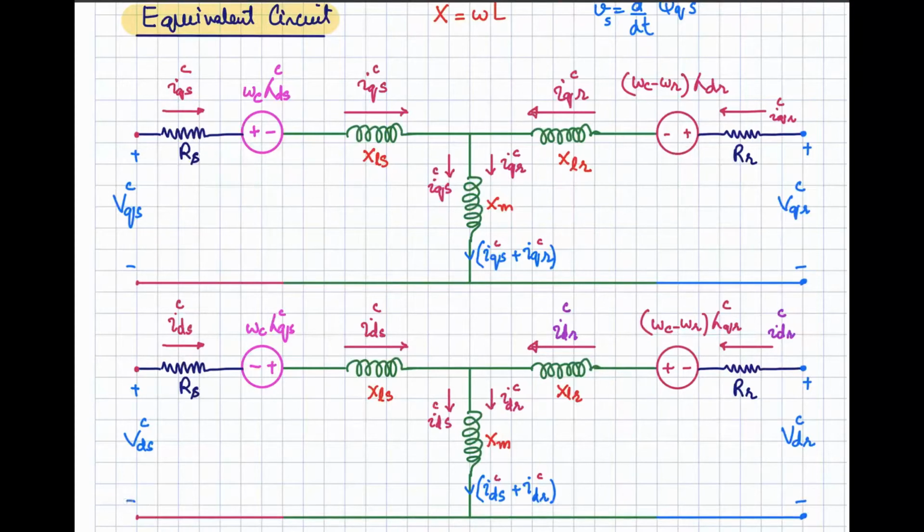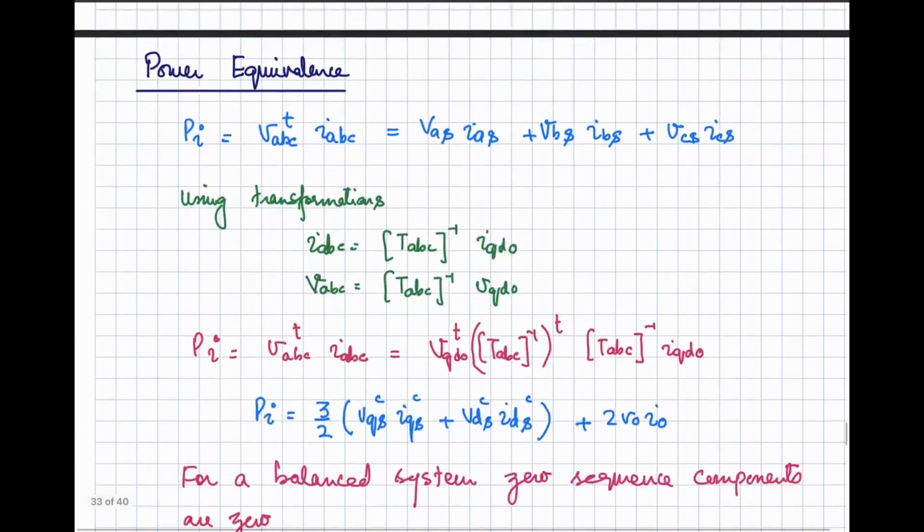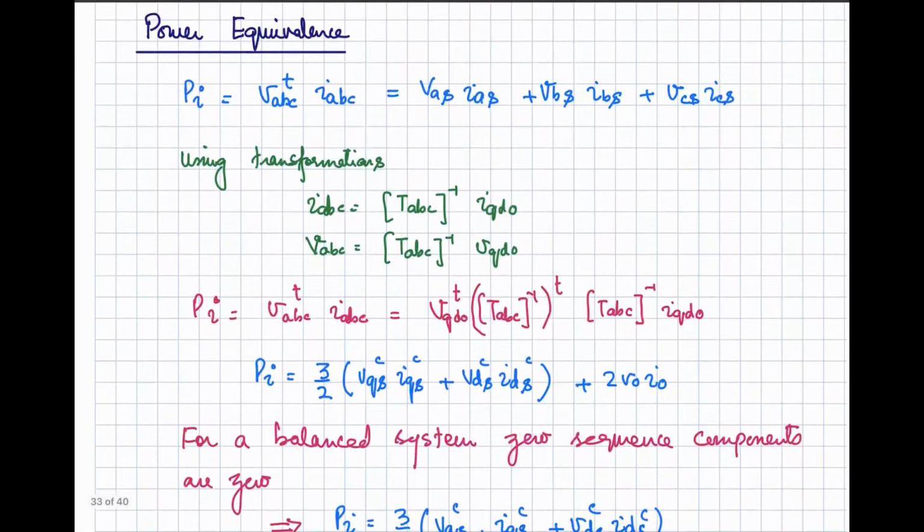In the previous videos, we have discussed the equivalent circuit of the induction motor in the DQ frame of reference that is shown in front of you. We have derived this equivalent circuit in detail. Now we are going to continue with that and establish an equivalence of power between different frames of reference.